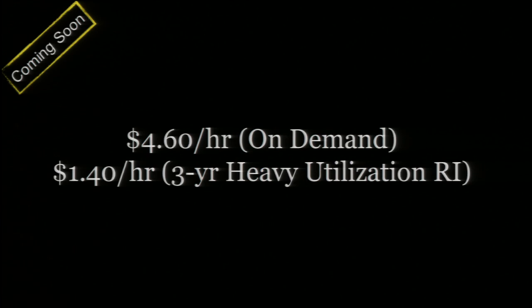That's what it costs. So on demand, it's $4.60 an hour. If you're using a 3-year heavy utilization RI, it works out to be about $1.40 an hour effective. So again, if you care about dollar per gigabyte, if you care about dollar per gigabyte per second of throughput, that's the instance you want to use.